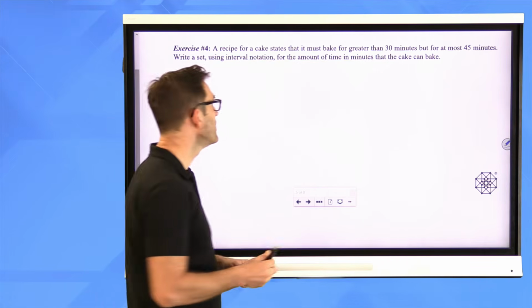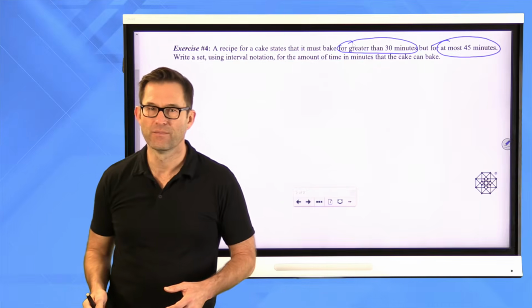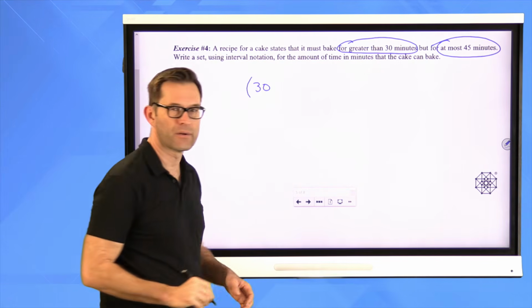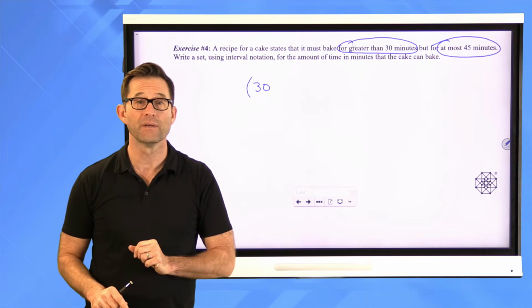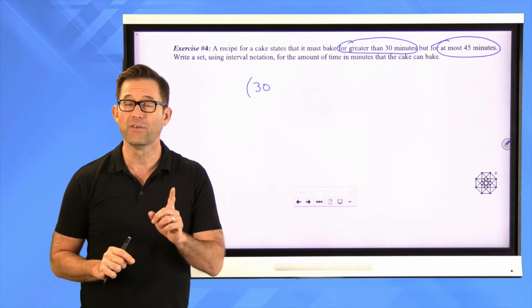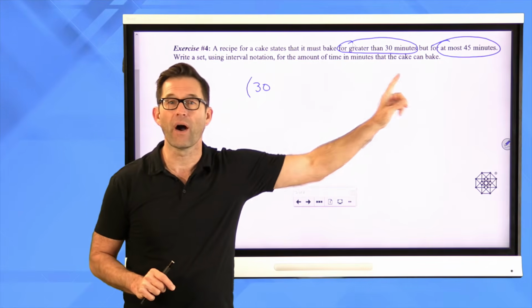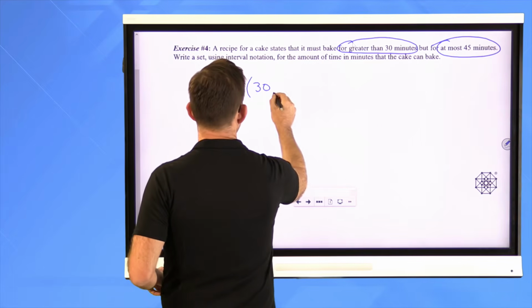All right, well, they tell us the cake must bake for greater than 30 minutes, but at most 45 minutes. Now it's got to be greater than 30, so we certainly start at 30, but the 30 is not included, because it's got to be greater than 30. If they had said at least 30 minutes, then we would be including the 30, but they don't. They say specifically greater than 30. Then they say, but at most 45, which means 45 should be included, but nothing above 45 should be included.